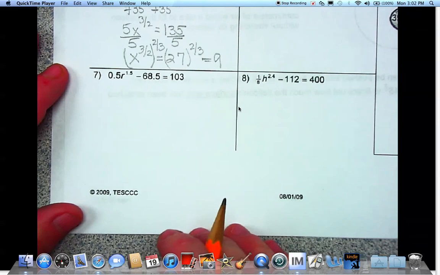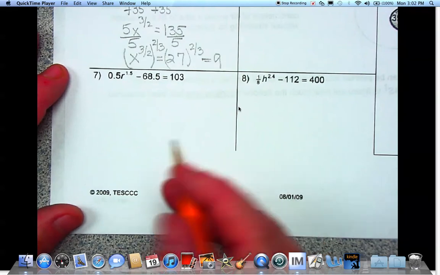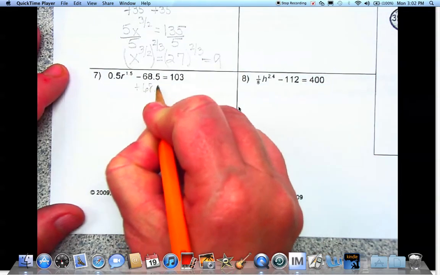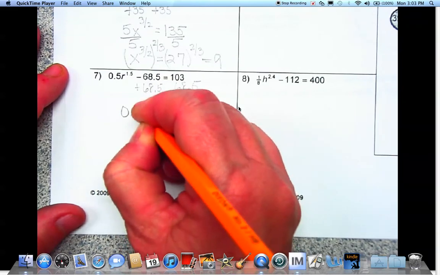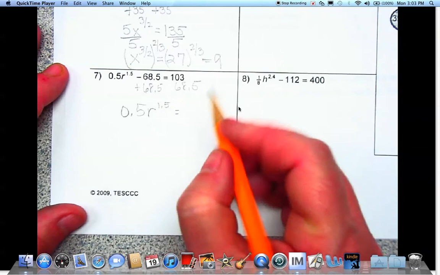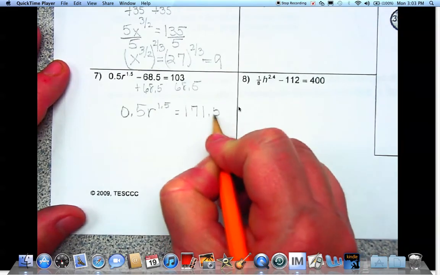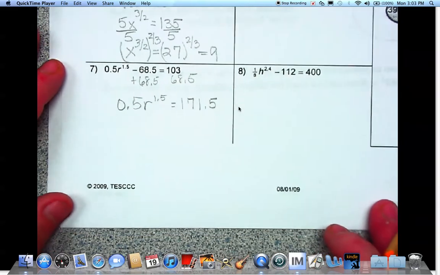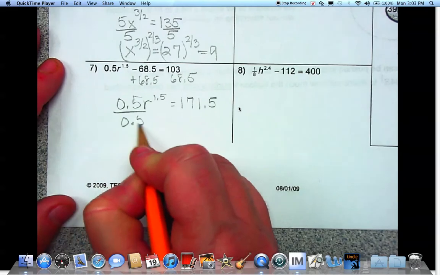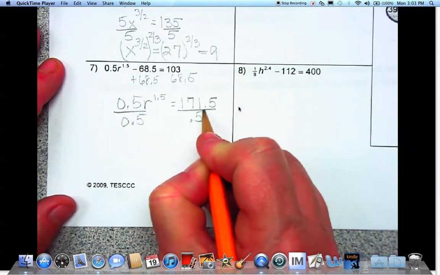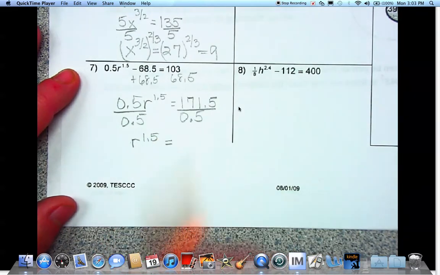0.5 r to the 1.5 minus 68.5 equals 103. Ethan, what would you do? Add 68.5. So 0.5 r to the 1.5 equals 171.5. Kelsey, what's next? Divide by 0.5. So r to the 1.5 equals 343.